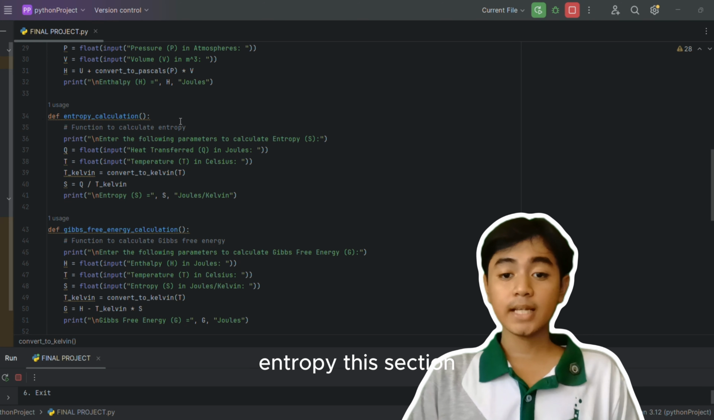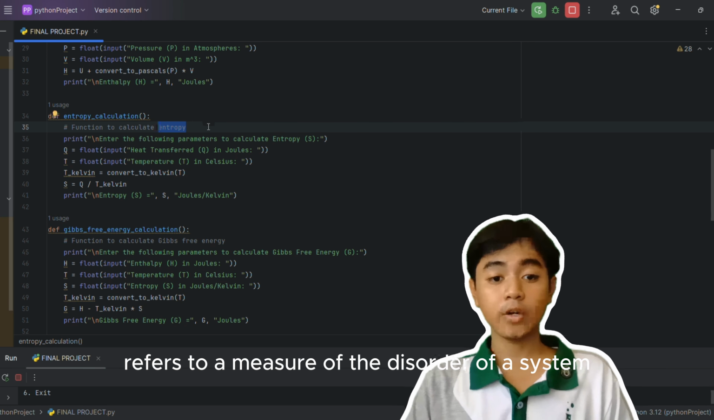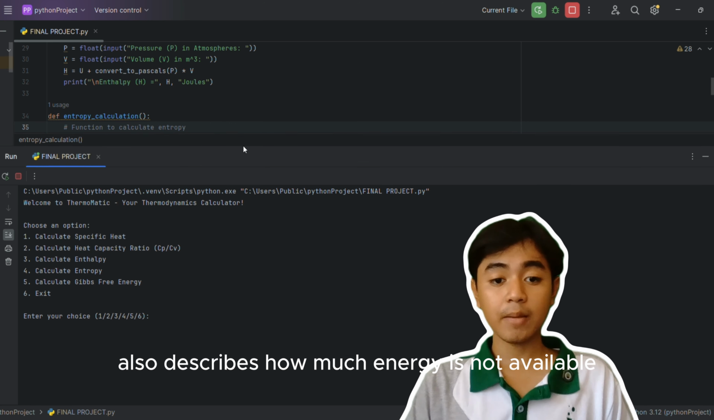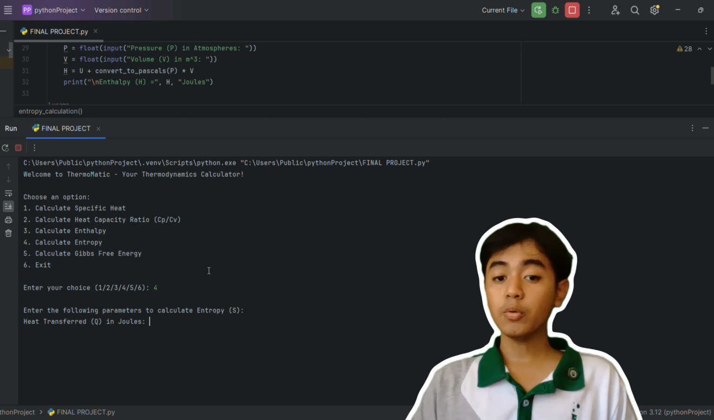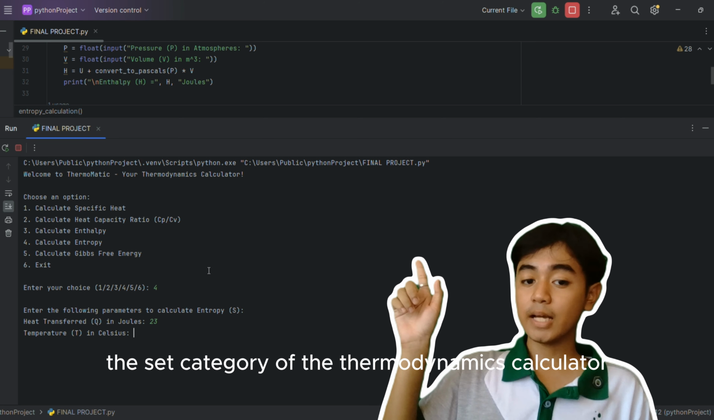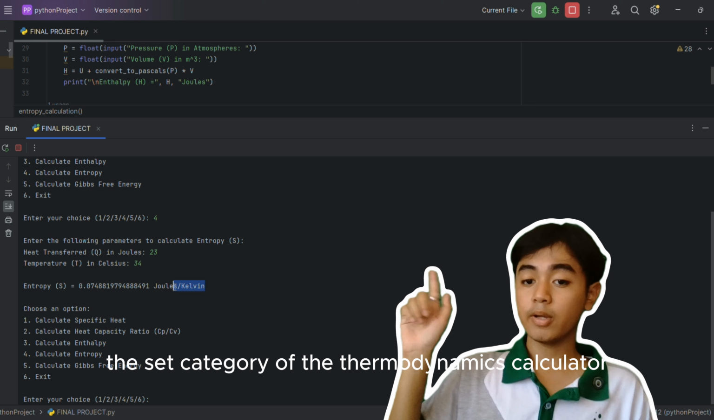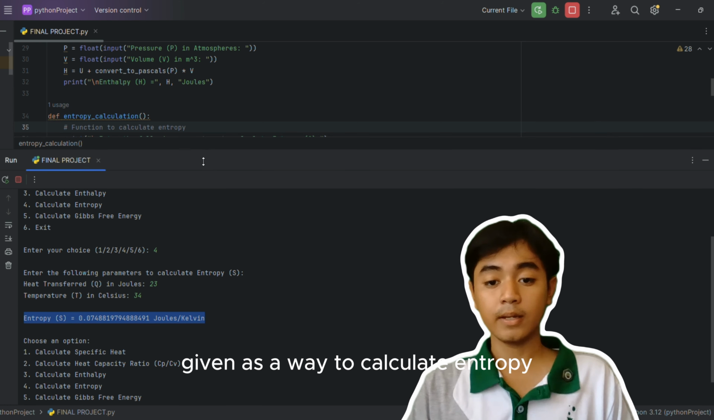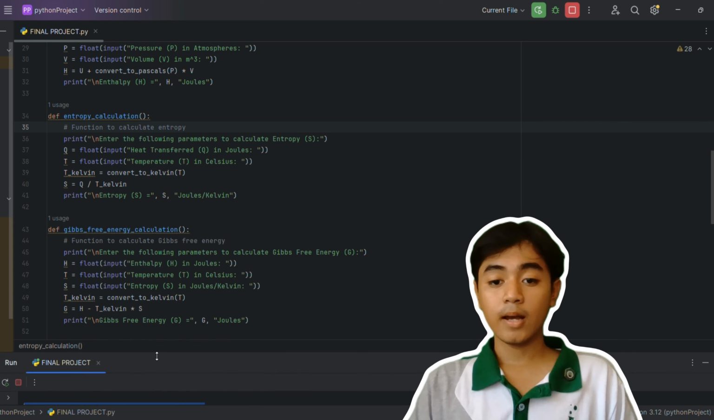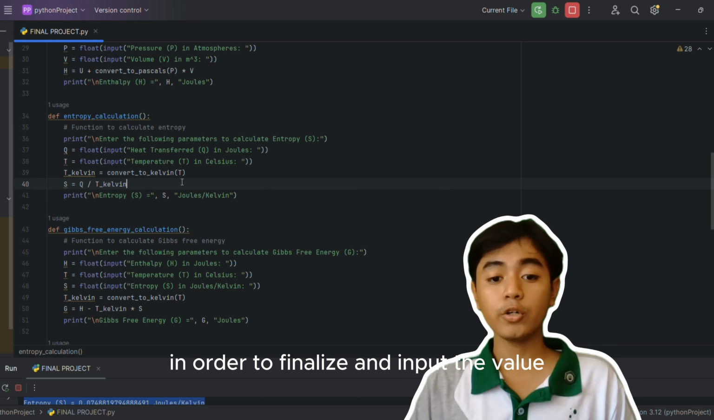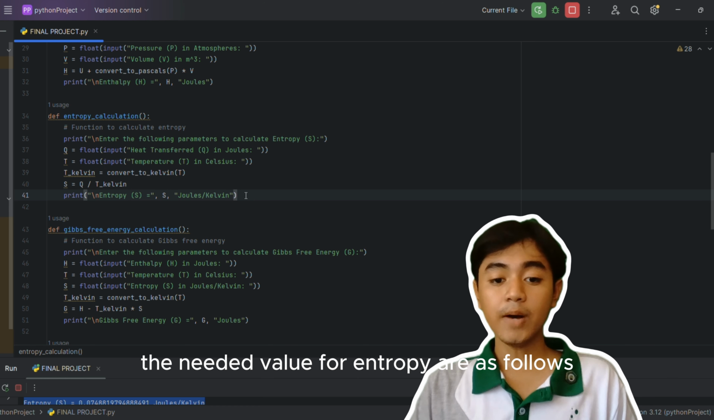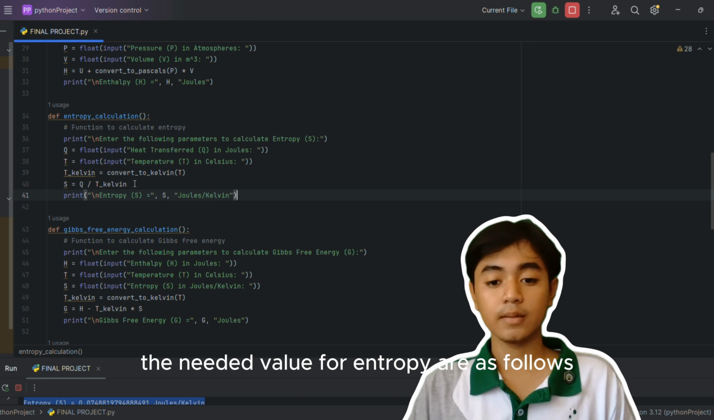Entropy. This section refers to a measure of the disorder of a system. Entropy also describes how much energy is not available to do work. The shown code is the portion needed to run the entropy category of the thermodynamics calculator, equipped with several formulas given as a way to calculate entropy. As such, the following code utilizes functions. It also utilizes commands such as print in order to finalize and output the value when the user runs the system.